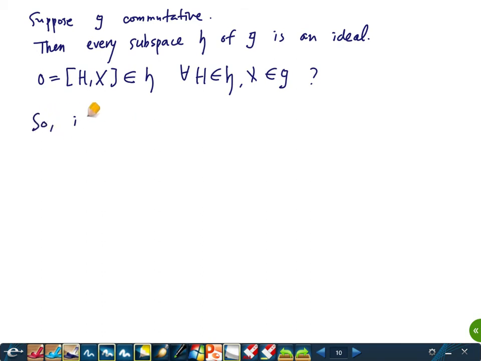So if dimension of G is greater than or equal to 2, and if it's commutative, then G is not irreducible, right? Because the dimension is at least 2, you can always find a subspace which is not 0 or G itself. Then it's going to be an ideal because it's commutative, so it's not irreducible.